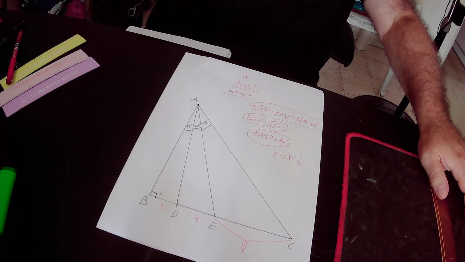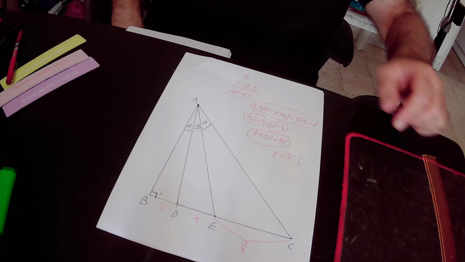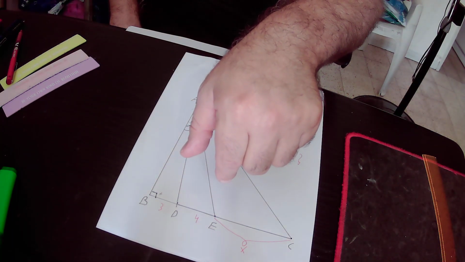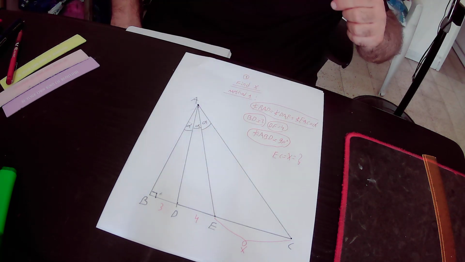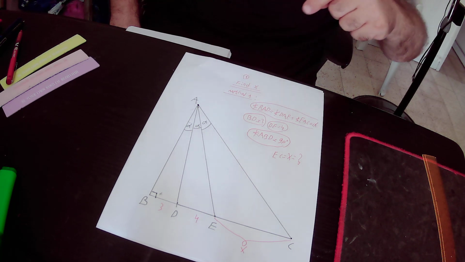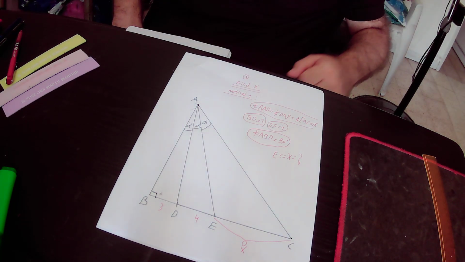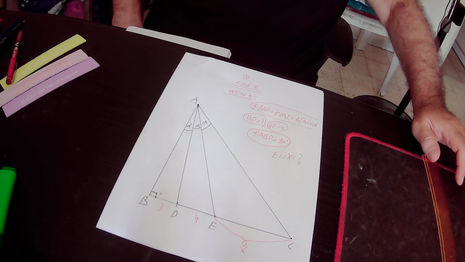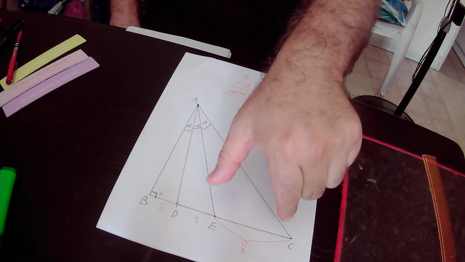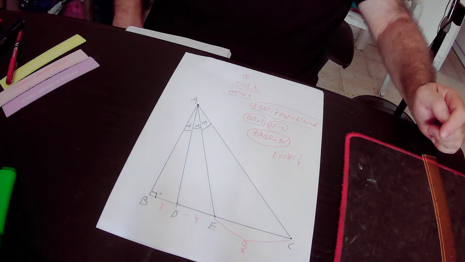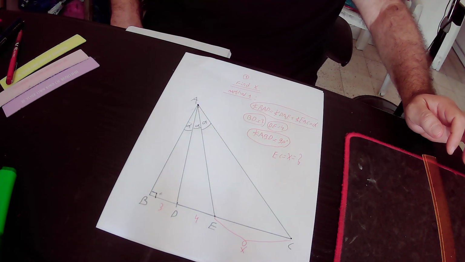and we know that the size of BD is 3 units, the size of DE is 4 units, and we also know that angle ABD is a right angle, it equals 90 degrees, and we want to find out the value of EC, that is actually X. Okay, so we'll start with the first method.